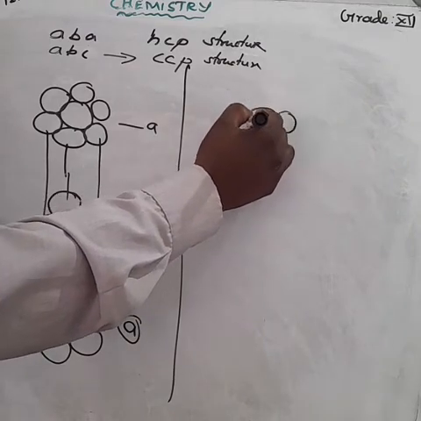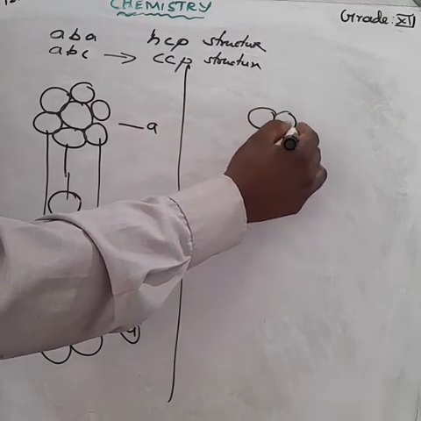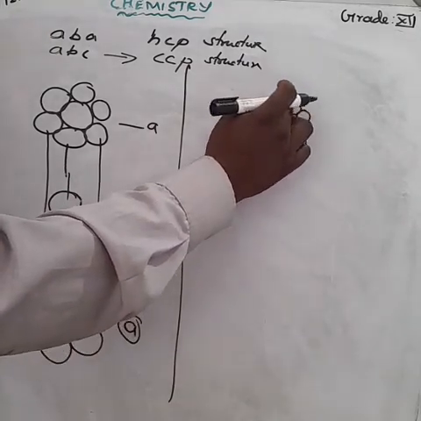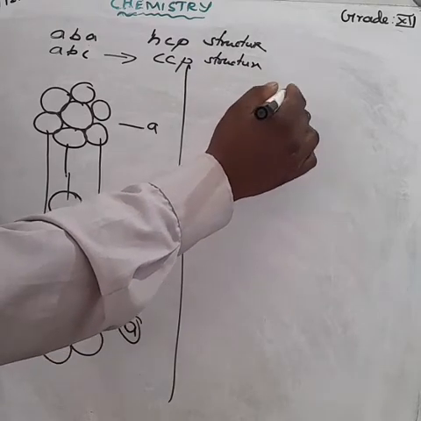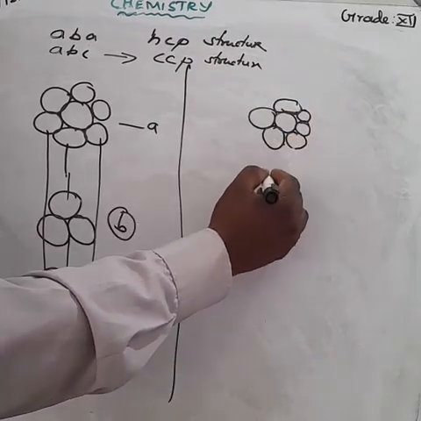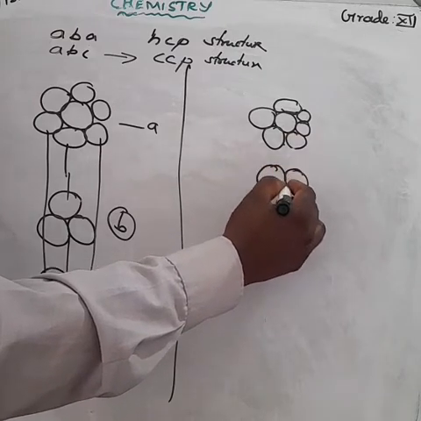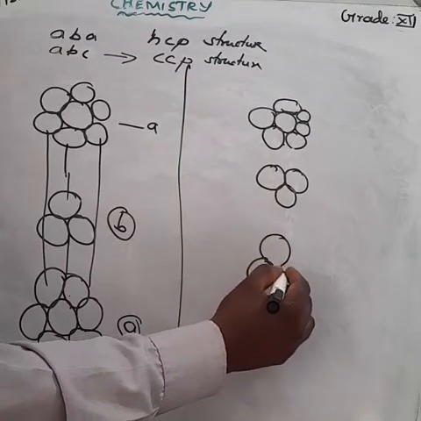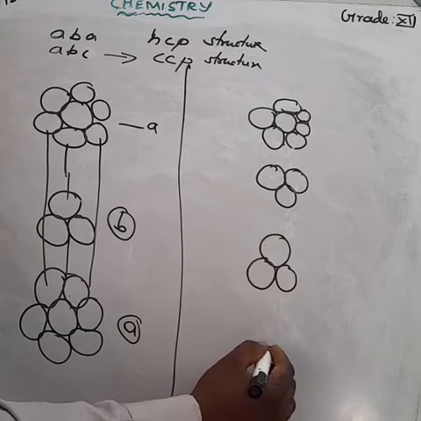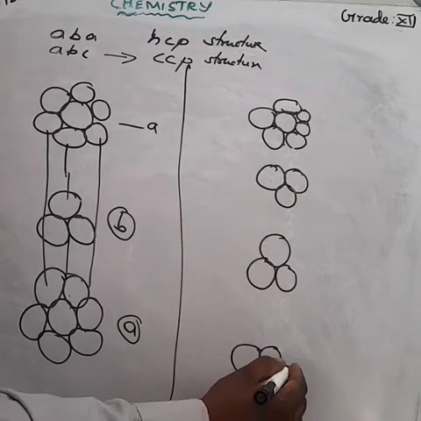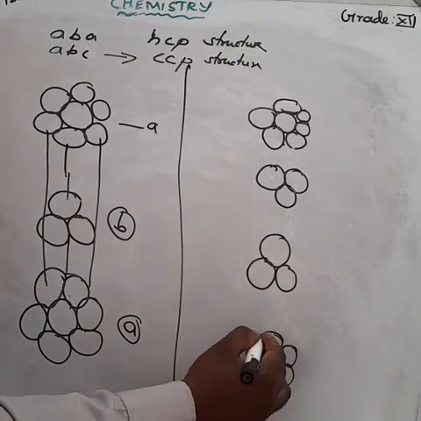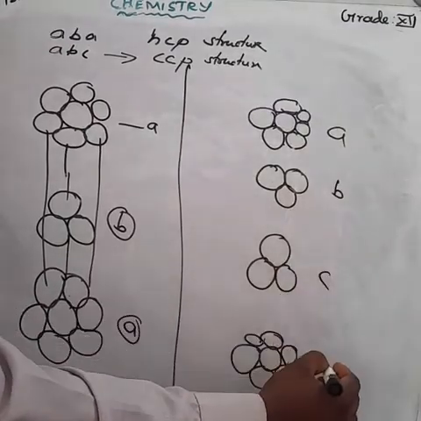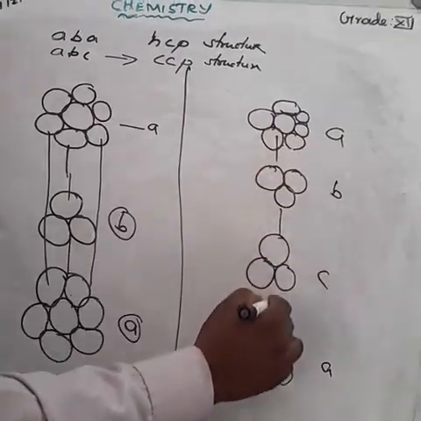The spheres can be arranged so as to fit into the depressions in such a way that after the second layer is over, the third layer is directly over the first layer. That arrangement is known as ABA. We simply draw it as a linear arrangement, like the x and y axis: first A, second B, next again A, next B, and so on. This arrangement is what we call hexagonal close packing.